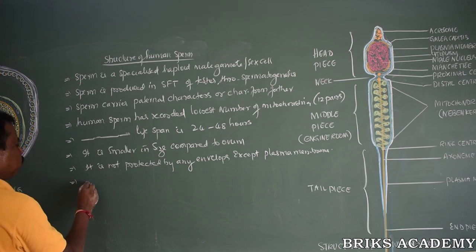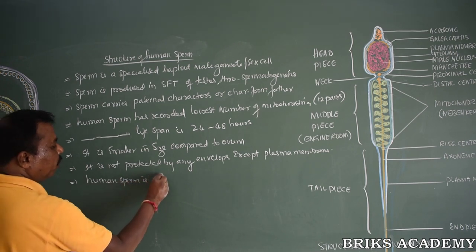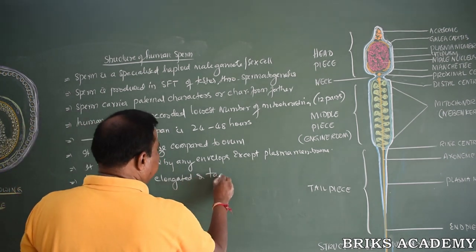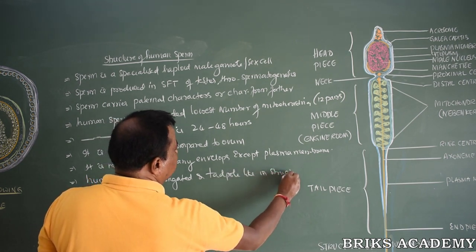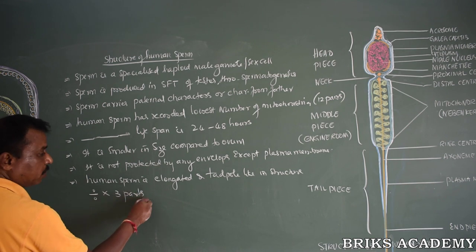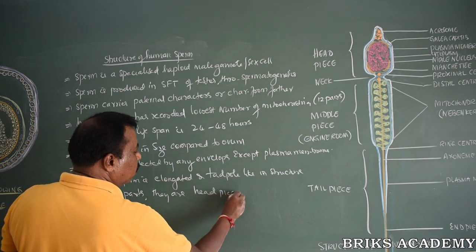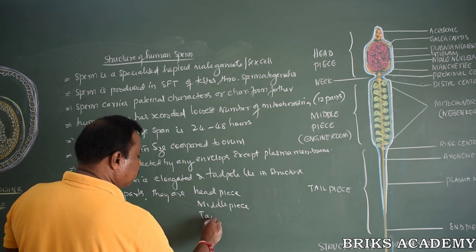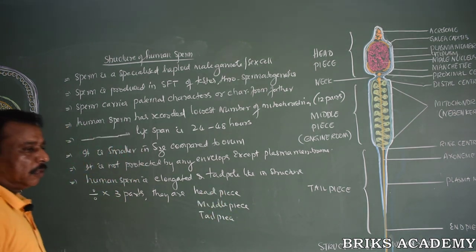And now the human sperm is elongated and tadpole like in structure, divided into three parts. They are headpiece, middle piece and tail piece. These are the three parts of what is called the human sperm.